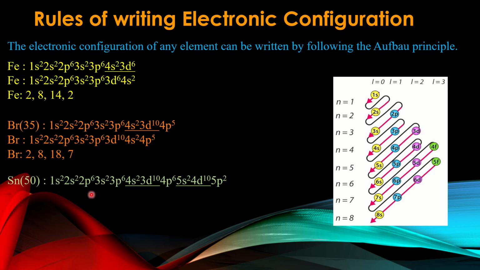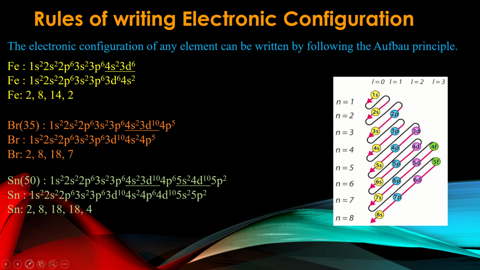So now we will arrange this subshell. 1s2, 2s2, 2p6, 3s2, 3p6. After 3p, 3d will come, 3d10, 4s2, 4p6, then 4d will come, 4d10, 5s2, 5p2. So the electronic configuration of tin will be 2, 8, 18, 18, 4. This is the electronic configuration of tin.